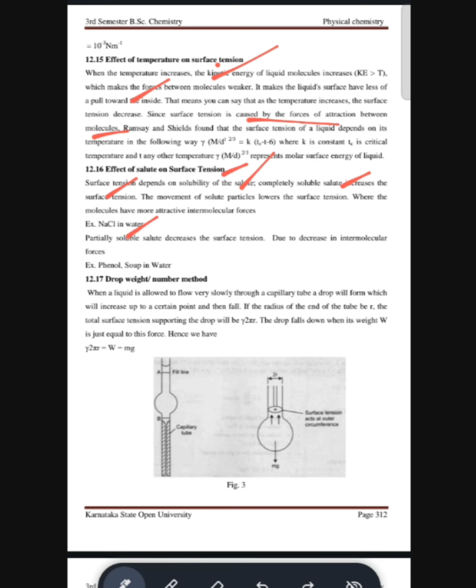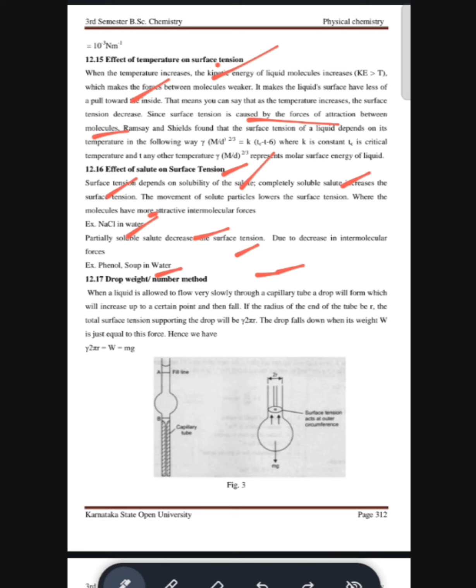For example, if you take NaCl, in water it is completely soluble. So the surface tension will be more compared to phenol or soap water, which is partially soluble in water. So the surface tension of soap in water will be less compared to sodium chloride in water. Sodium chloride in water has more surface tension. Why? It is completely dissolved in water, whereas soap in water is only partially dissolved. The surface tension will be very less compared to sodium chloride in water.